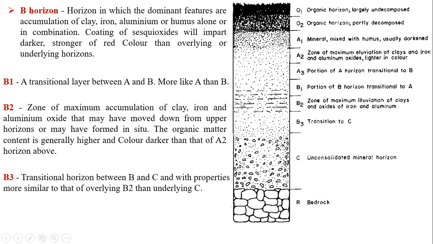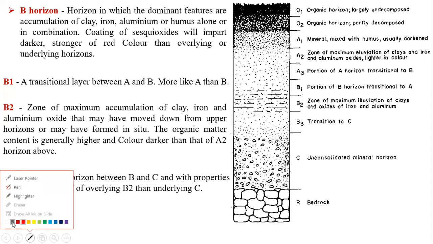Like this, all the organic matter moved from the upper to downward. All the clay and aluminium may move down from the upper horizons or may have formed in situ. The organic matter content is generally very high, and the color is darker than that of the A2 horizon above. Naturally, when compared with A2, because as we discussed in the previous slide, A2 was not that dark because everything was being washed out. And all this washed out material has been accumulated in this B2 horizon.